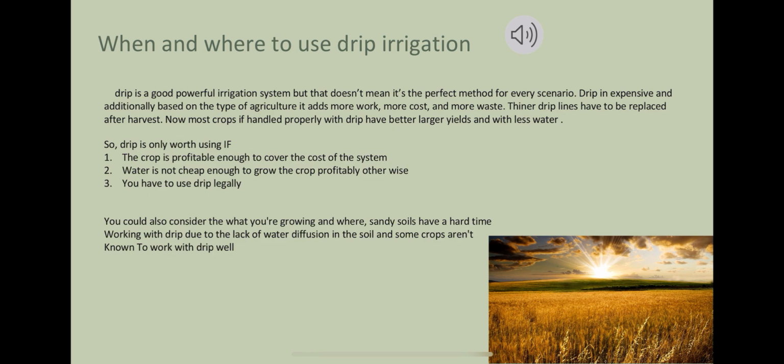Of course, you might also want to consider some other factors such as your soil conditions and the crop you're growing to begin with. Some crops aren't even known to benefit from drip, and some soils are known to be quite difficult to do with drip. Sandy soils, for instance, have been known to not properly diffuse water, which makes using drip irrigation a lot harder.